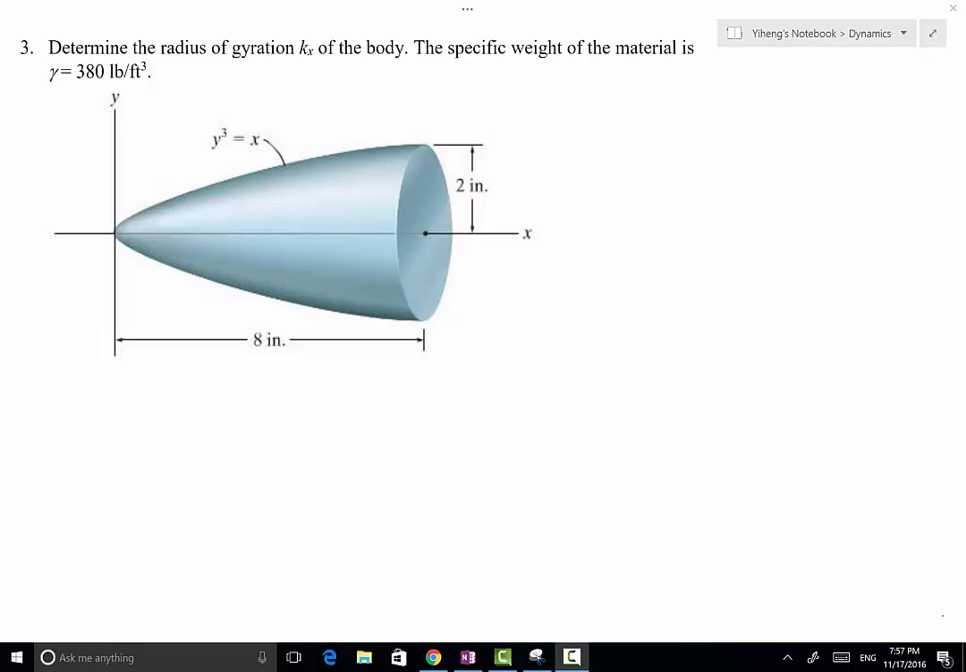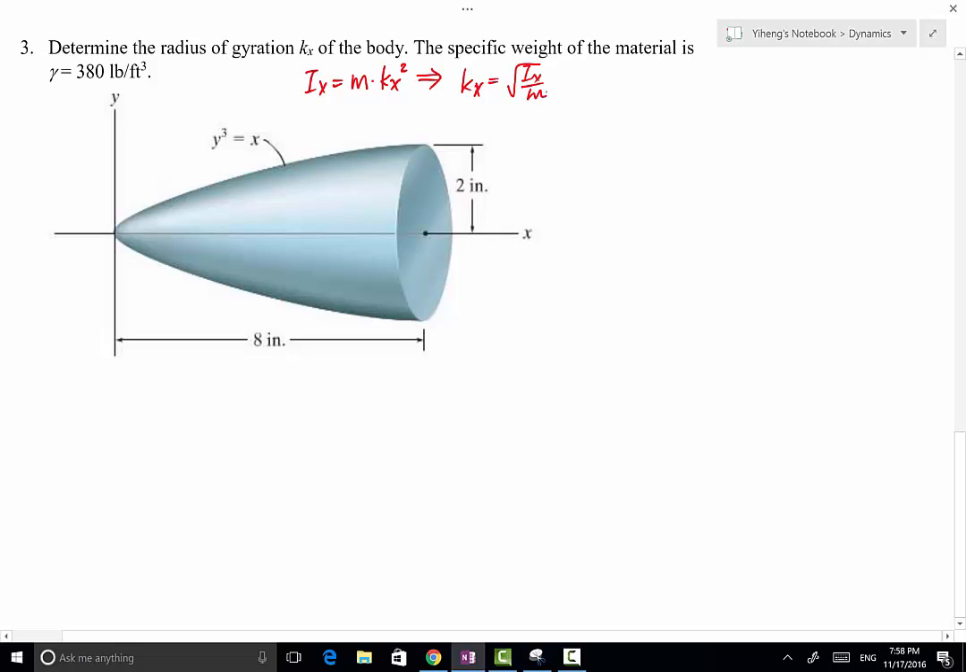Let's look at this problem. There is this bullet-like solid, and its shape is given by this equation, and we need to determine the radius of gyration kx of this body with respect to the x-axis. If you remember how to calculate that, Ix will simply equal the total mass m times kx squared. Therefore, kx will equal the square root of Ix over m.